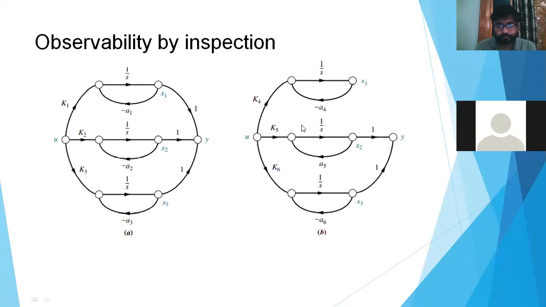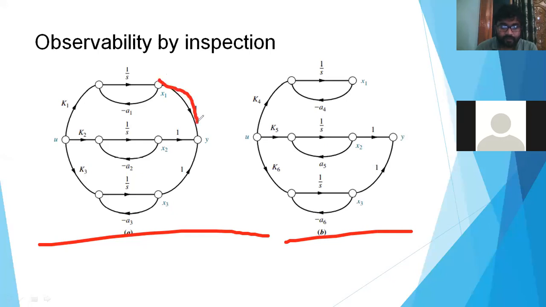Same. This is the first system. This is the second system. All the states are represented in parallel form, that is, the equations are decoupled. There are no repeated loops. All the conditions must be remembered: it must be represented in parallel form, that is, equations are decoupled. There should not be any repeated poles or repeated eigenvalues. Then only can we comment on controllability through inspection.